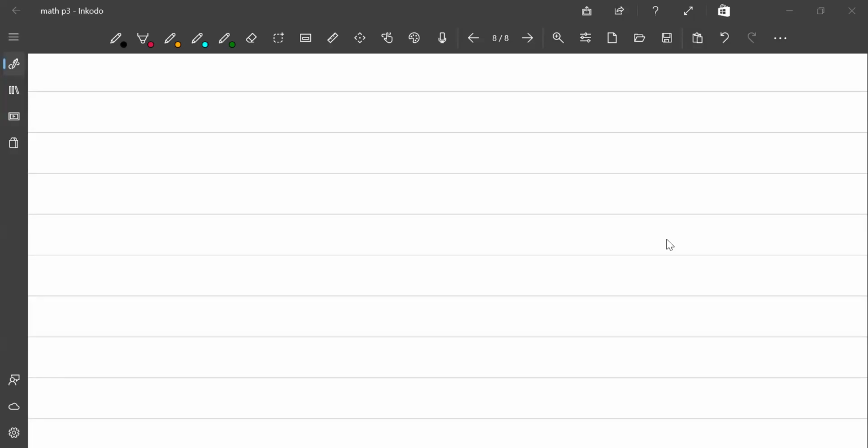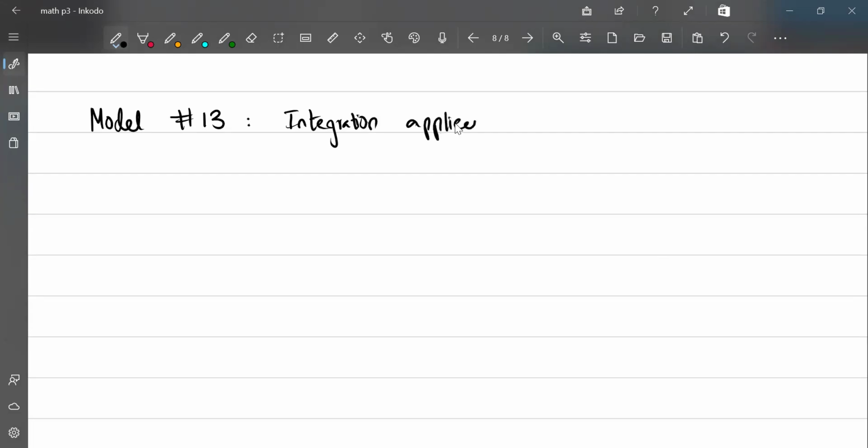Assalamu alaikum everyone. So let's continue our integration series with model number 13. Model number 13, and this is integration applied to inverse function.